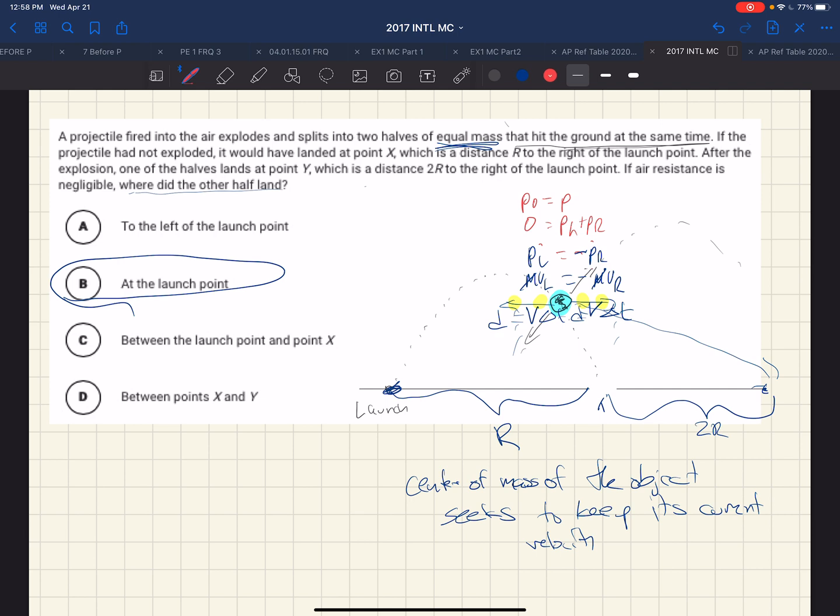So the center of mass, keeping its current velocity and path, has to be right here at r. So if on impact one of them is at 2r, the other one has to be at the other r. The center of mass must be in the middle at point X at all times. So if one mass is r to the right, the other one must be r to the left. But we can also show this by using the momentum explosion and kinematics.